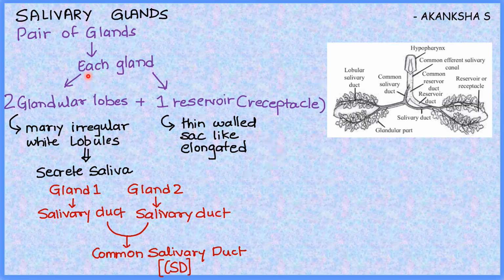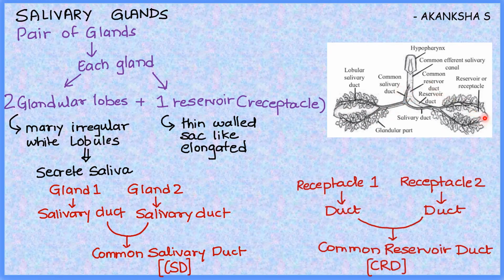Now, there are two glands, gland 1 and gland 2. Both of them have got one salivary duct each. Just note the pointer. So this is gland number 1 and its salivary duct, and this is gland number 2 and its salivary duct. Together, they combine to form the common salivary duct. You can see over here: gland number 1, gland number 2, salivary ducts. Together, they form this dark colored common salivary duct.